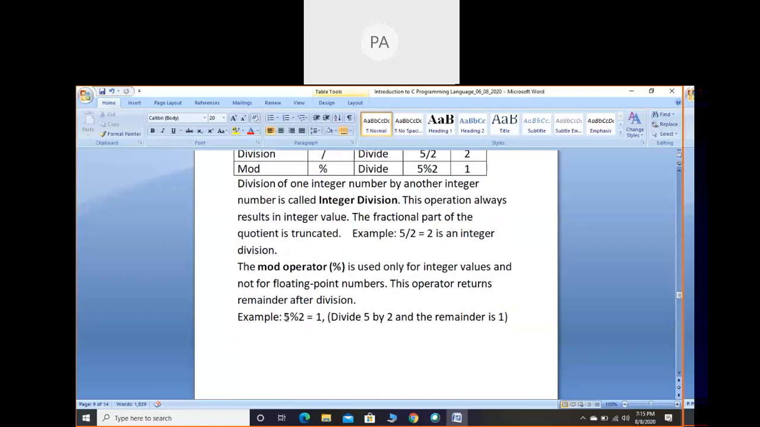While doing operation, you can say divide 5 by 2. While writing the symbol, you write percent symbol. So when you read out, you read 5 divided by 2. Okay, divide 5 by 2, and the remainder is 1 here. Okay, that is 2 into 2, 4. Remainder will be 1. Okay, next.